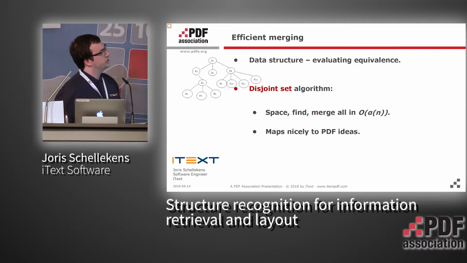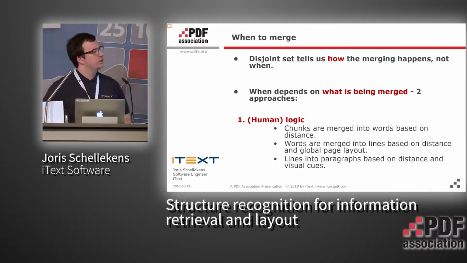The other advantage to this disjoint set is that it maps very nicely to PDF ideas. So you can see the kind of tree that it builds, and this is of course very similar to a tagging structure that you would have in a properly tagged PDF. Now, the disjoint set algorithm tells us how we can merge, but it doesn't give us any ideas on when to merge. And when to merge depends on what is being merged. And I will present two approaches, and it will become clear why I mentioned the corporate philosophy, because these solutions are ultimately discarded based on that.